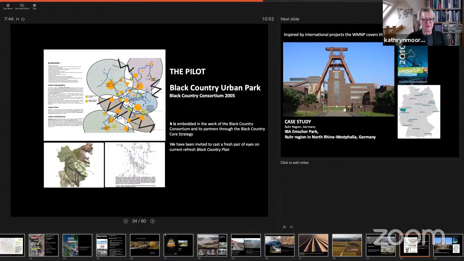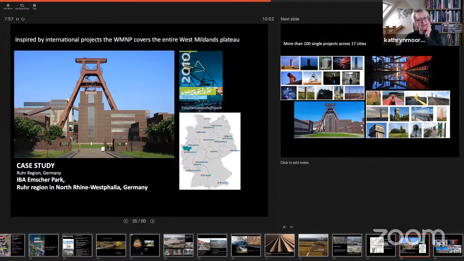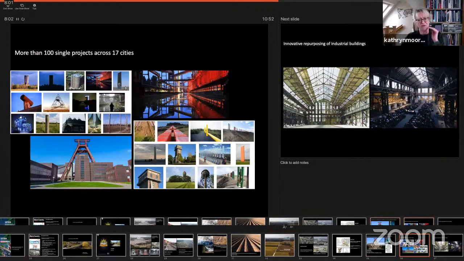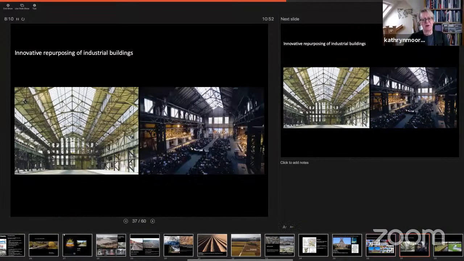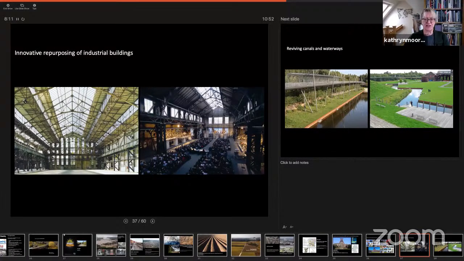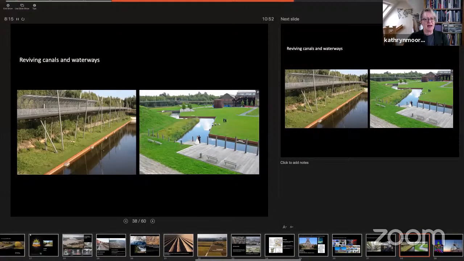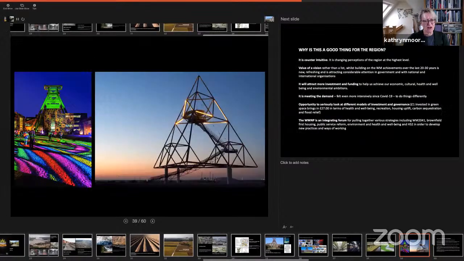We've got a pilot that's been running since 2003 in the Black Country, where they have resolved to see the whole of the Black Country as urban park, not just joining up the green spaces. We've been looking at national, international examples, for example, in the Ruhr, where 17 cities came together to achieve a radical transformation of a post-industrial landscape, which is what we have here. And so this has now become one of the major tourist attractions in the region. So all of these things give people here the confidence that we could achieve something that's different.